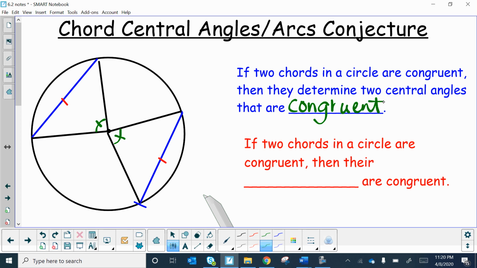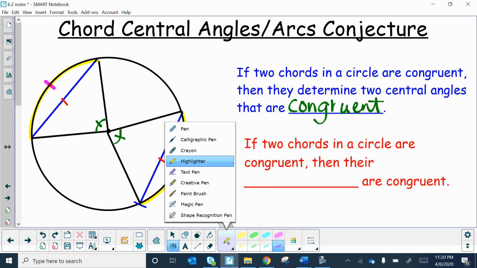All right, so one more thing, it says if two chords in a circle are congruent, then their blank are congruent. This is referring to their arcs. So I want you to highlight these two arcs right here, from here to there, and this arc right here from there to there. Those two arcs are also going to be congruent because remember their central angles are congruent.